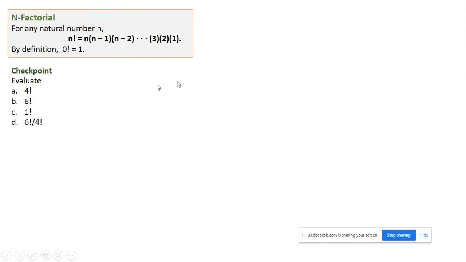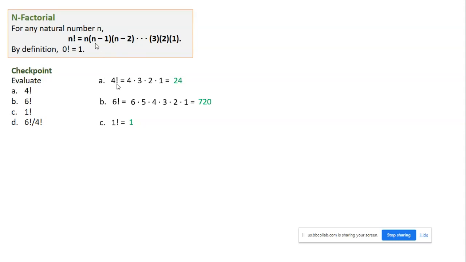The way I like to do it is just the way the formula has it here. 4 factorial means that I'm going to multiply 4 times all the numbers that precede it. It's 4 times 3 times 2 times 1. So 4 times 3 is 12, 12 times 2 is 24, 24 times 1 is 24. Okay, so this is how you evaluate factorials. So 6 factorial would be 6 times 5 times 4 times 3 times 2 times 1, which is 720. And then 1 factorial would just be 1, and that's it.